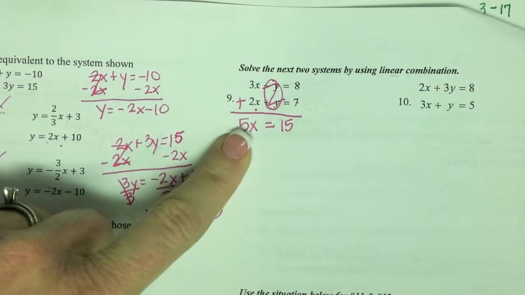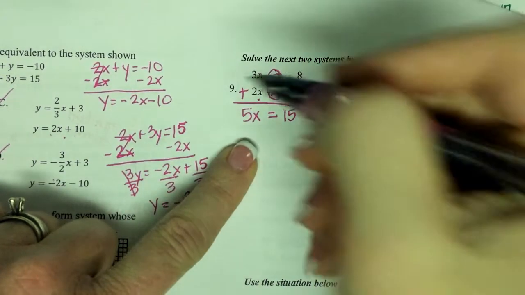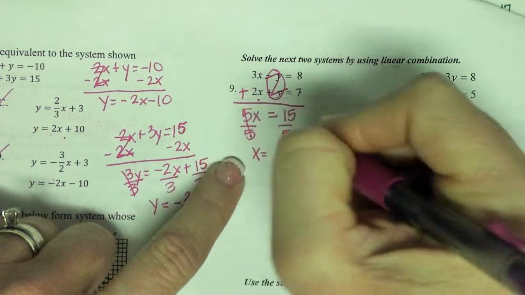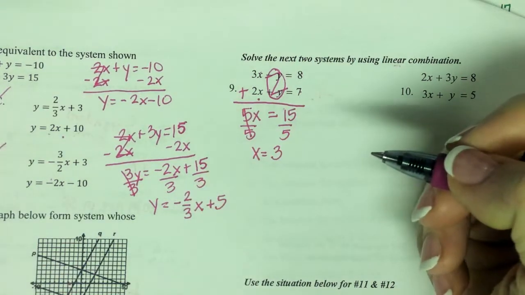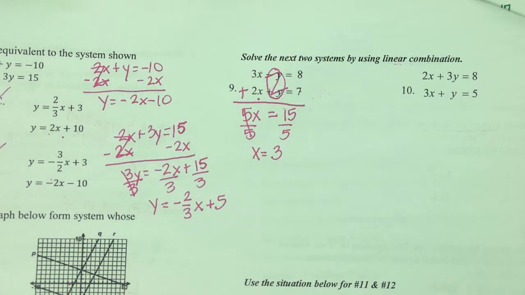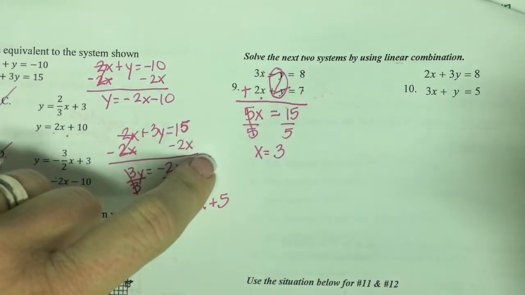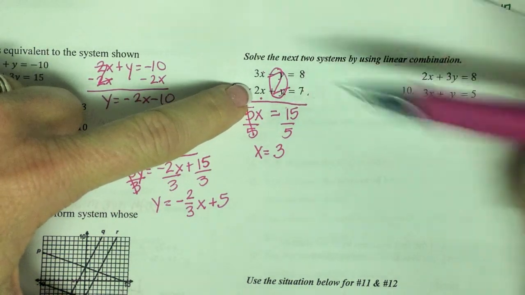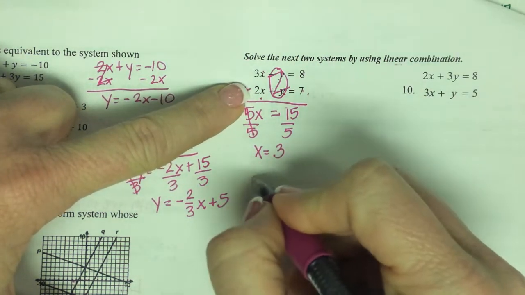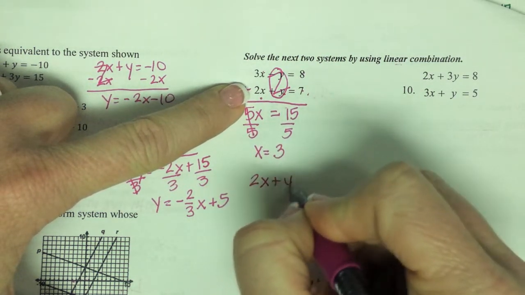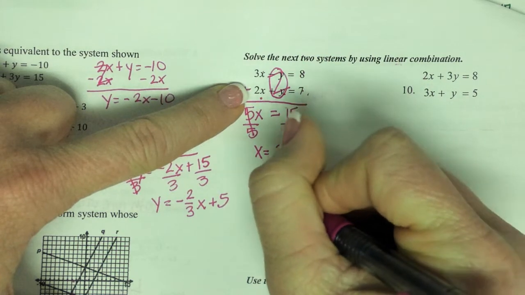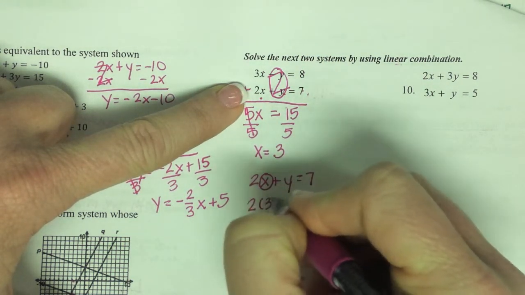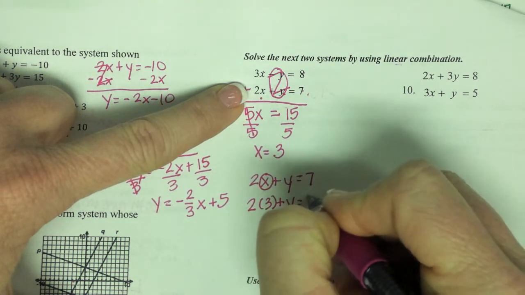Because if you don't do it, you're not going to get the answer right. So now to solve for x, I just need to do what? Divide everything by 5. So I get that x equals 3. Okay, so now I need to use either one of my equations to solve for y. So I want to use this one because my y value is positive, okay? And that way I don't have to deal with the negative. So I'm going to take this 2x plus y equals 7, and I'm going to replace this x with what? 3. With 3. So it's going to be 2 times 3 plus y equals 7.